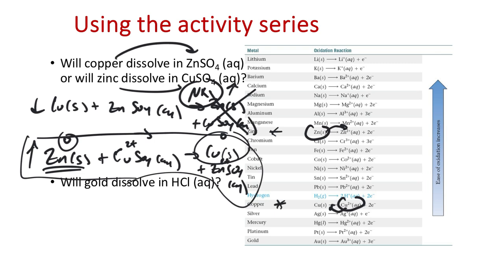Gold down at the bottom of the chart. Gold is really stable in the sense that it's at the very bottom. It's not reactive in almost any kind of solution. H plus is the solution that moves up to H2. So let's do a test here. Who thinks my gold is going to dissolve in the HCl? Now, H2's here, gold's here. Gold is less reactive. As long as I'm not wrong, this should not dissolve in acid.